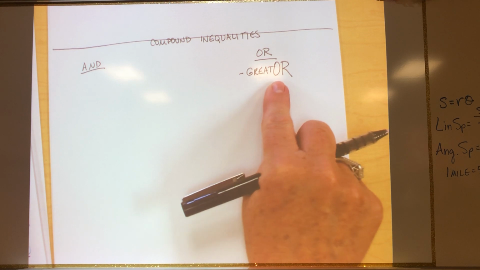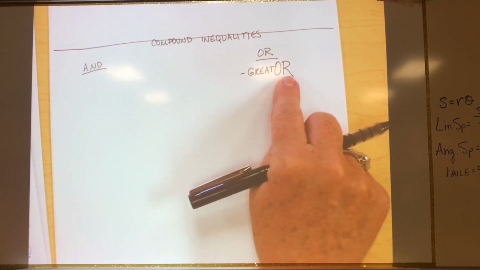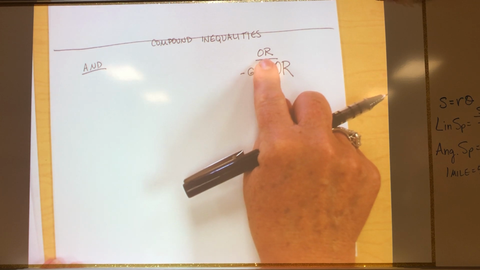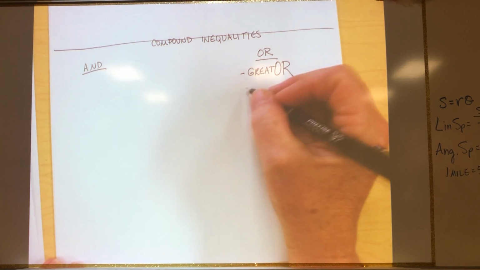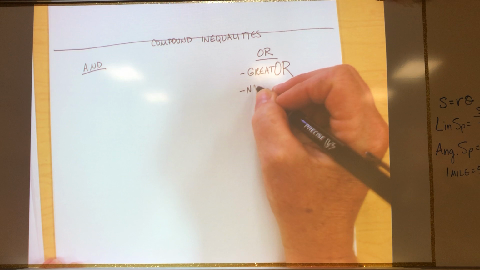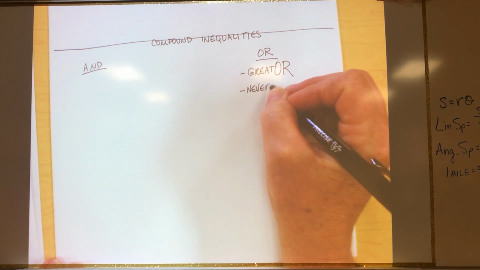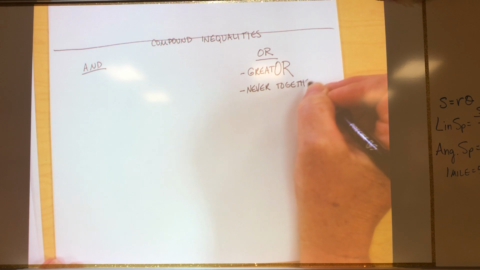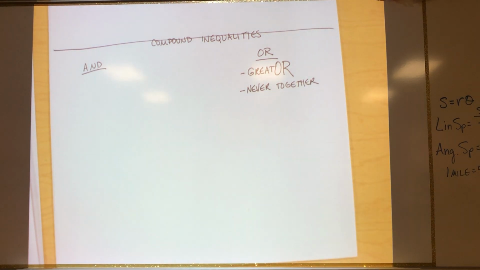If it's a greater than sign, greater than goes with or. That's an or statement. So what do you need to know about or statements? Well, first of all, they are never, ever written together. They're always going to be written apart.